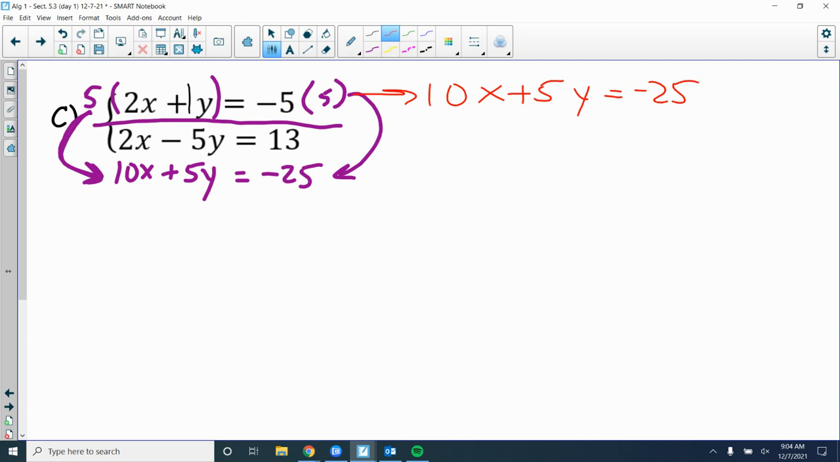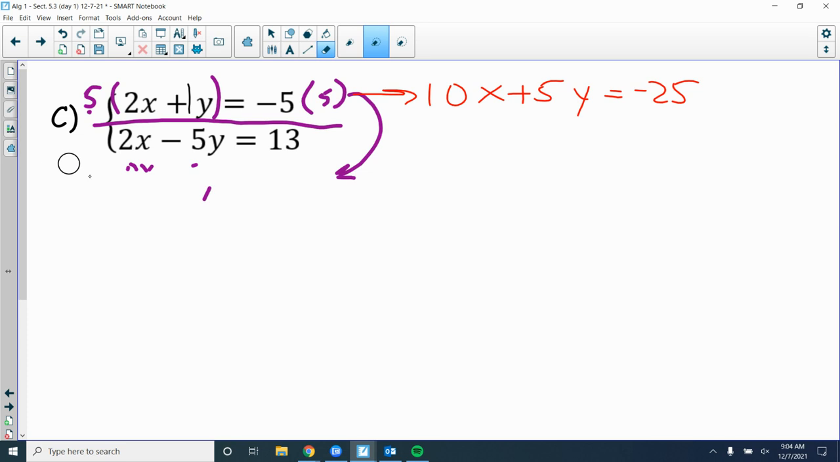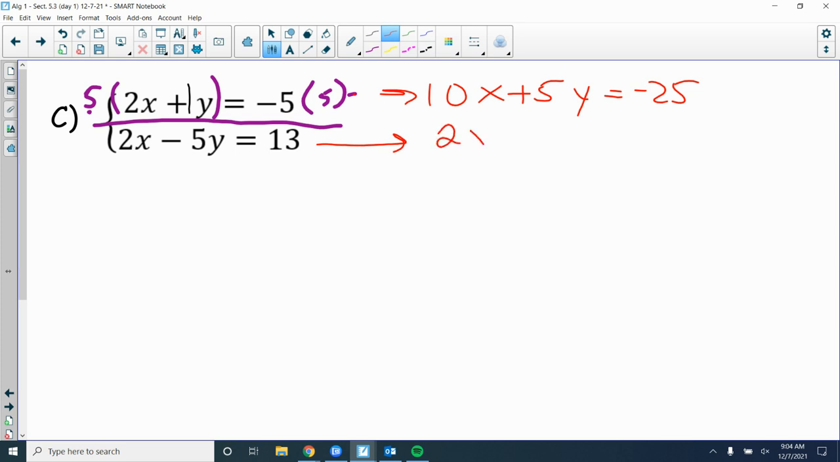Okay? I just changed this one. I didn't do anything with the bottom one. I just changed the top one. Why did I change the top one? To change that to 5y. Now, am I going to do anything to the bottom one, guys? No, just rewrite it. 2x minus 5y equals 13. Didn't touch the bottom one.